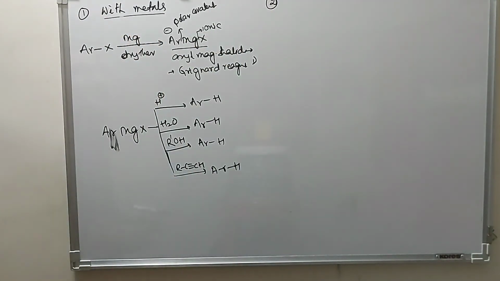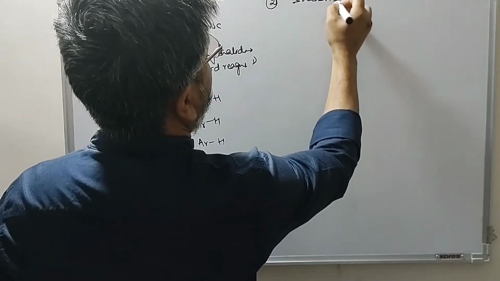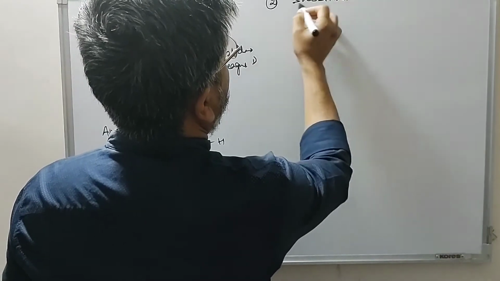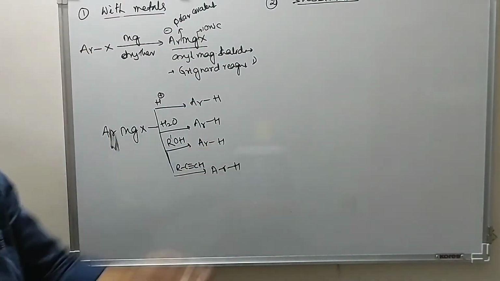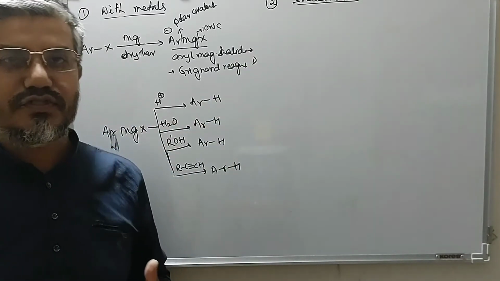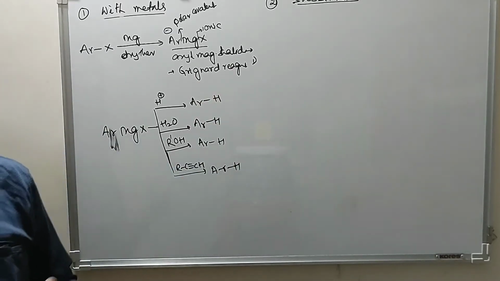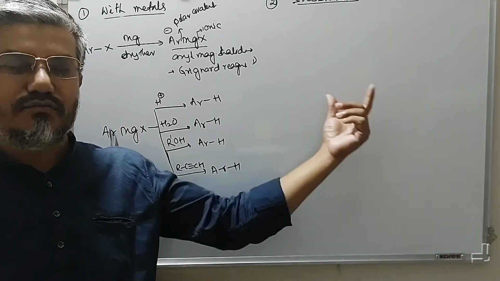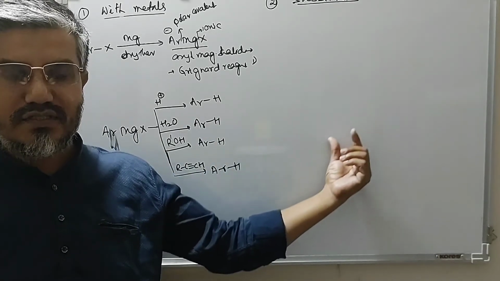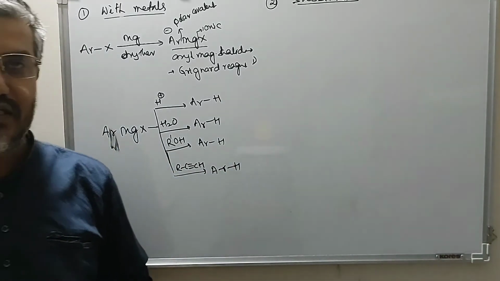Second reaction, that is substitution reaction. As we have discussed earlier, these aryl halides do not undergo normal substitution reaction, that is nucleophilic substitution reaction. The reason being, the carbon-halogen bond is much stronger due to resonance, double bond character appears, so this becomes a stronger bond and cannot be broken easily.